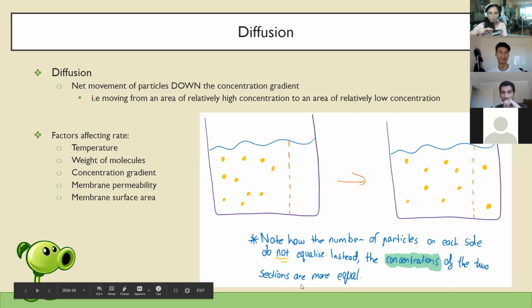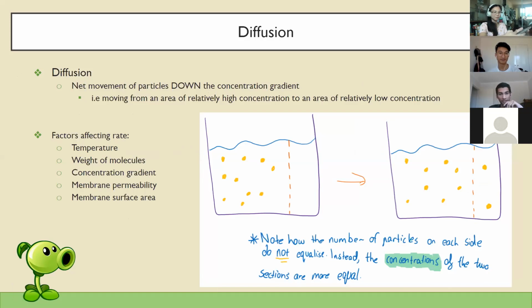Yeah, so next concept that they go through is diffusion. So basically it's the net movement of particles down the concentration gradient. Common definition, you might have heard it.